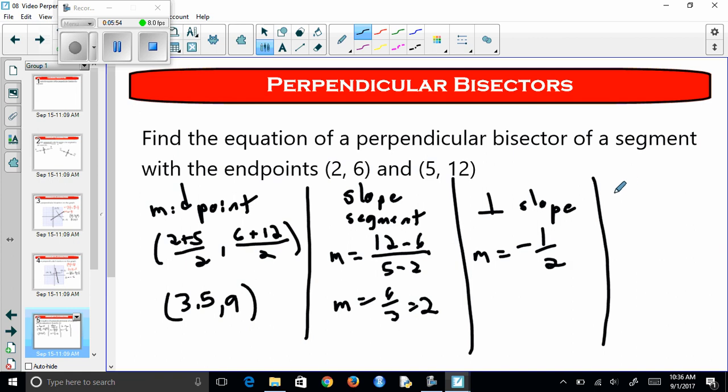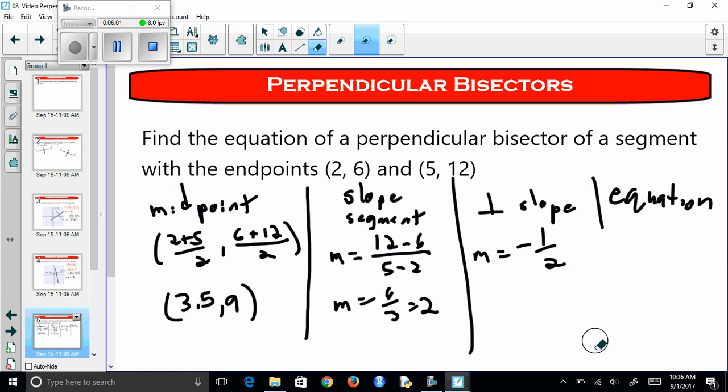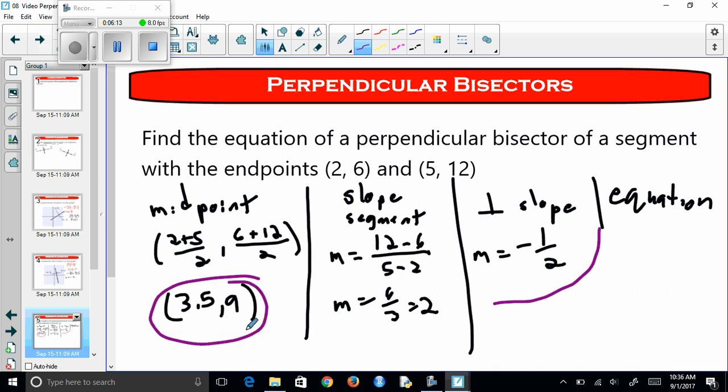Now it's time for the equation. I might not have enough room here, so I'm just going to get rid of this line. Maybe write in a purple or something. So my equation is going to be, we have our midpoint, so we have a point on our perpendicular bisector, and we have our slope. So point slope form is what works the best.